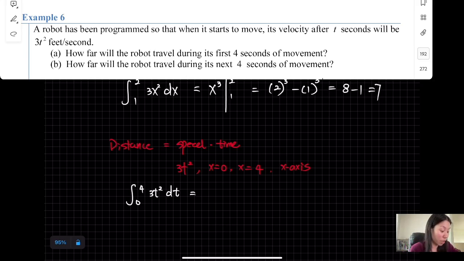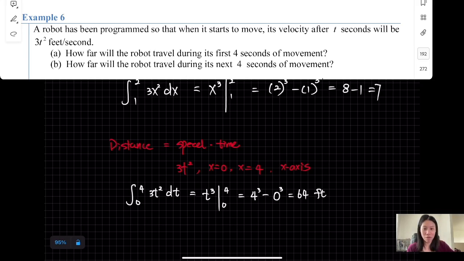Well, when we simplify it, I have the antiderivative t to the cubed function from 0 to 4. So I have 4 to the cubed minus 0 to the cubed power. So I will have 64 feet. That's how much the robot traveled in the first 4 seconds.